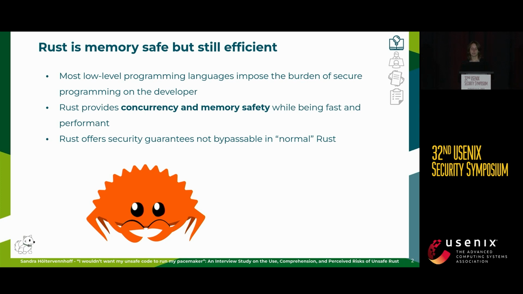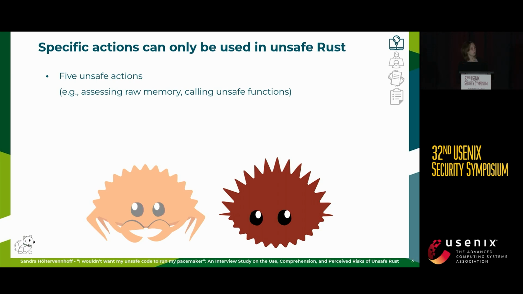But in order to achieve this, the programmer must comply with certain security guarantees, as the code is otherwise rejected by the compiler. And actually, these restrictions can be too strong for some use cases. So in these use cases, one has to resort to so-called unsafe Rust, as there are 5 actions that can only be performed in unsafe Rust. Among other things, this includes accessing raw memory by pointer dereferencing, or calling other unsafe functions. And here it has to be said that all functions from other programming languages are considered unsafe, as the Rust compiler obviously cannot check them.